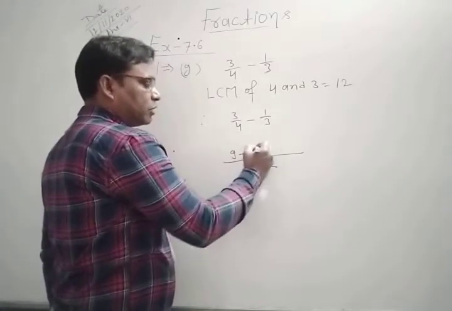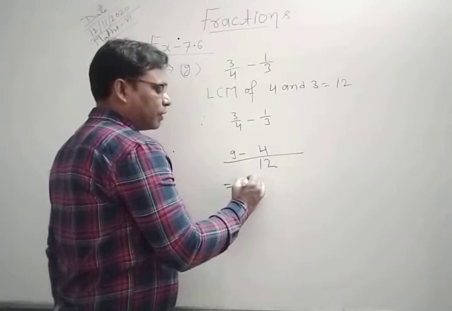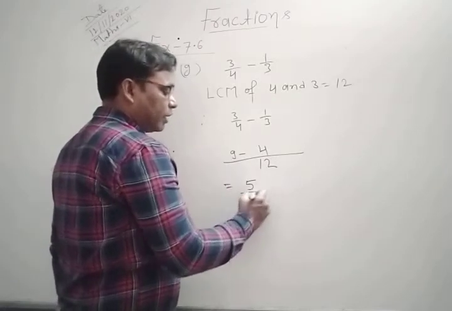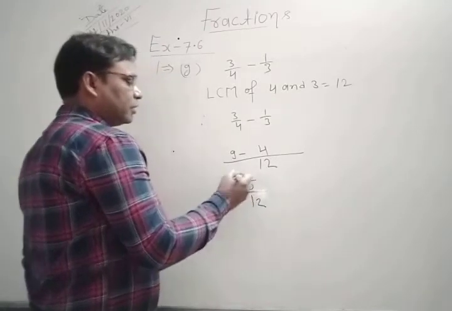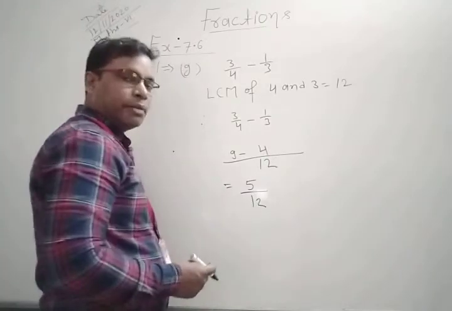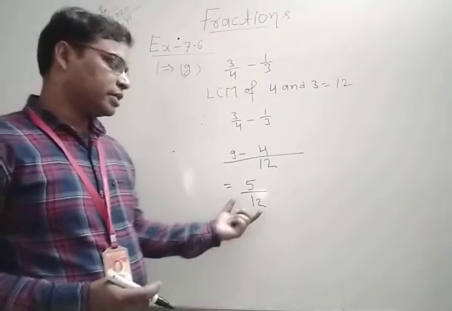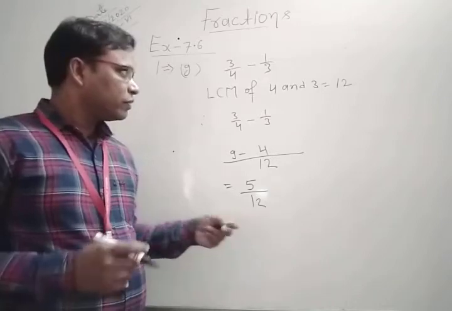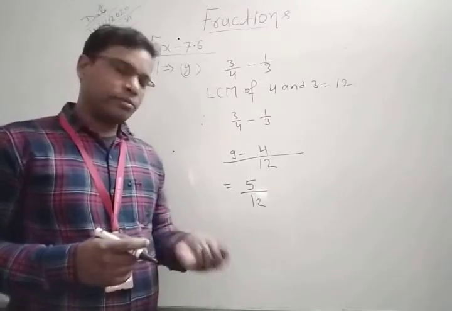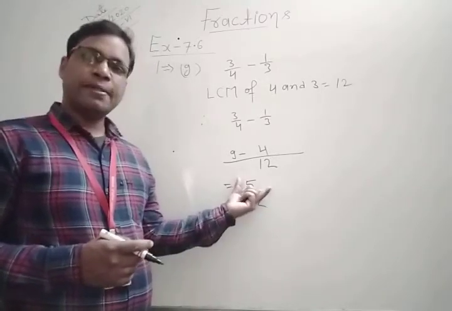So for 9 minus 4, this is equal to 5. 9 minus 1 is equal to 5, and also 12. So you can see here, your answer is again 5 by 12. Clear? So in this way you can see you solve both ways and your answer will be the same.